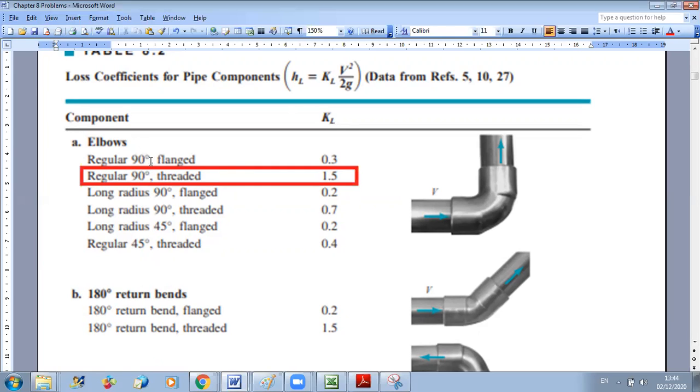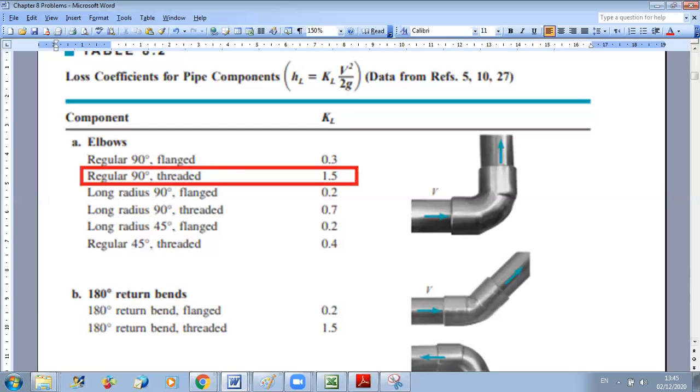You can have a different angle. They can be 90 degrees, they can be 45 degrees, and you have several options, flanged or threaded. So all of these will affect the loss coefficient. So here in this problem, it's regular 90 degrees. They didn't say we have flanged elbows. So it's a regular 90 degrees elbow. So if you go to the table, you can select that KL for this type of accessory is 1.5.